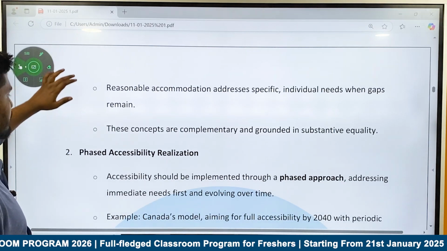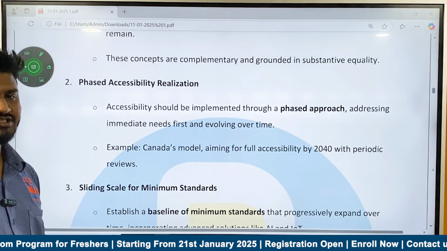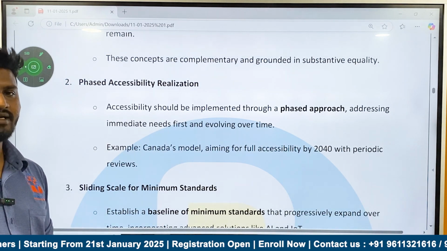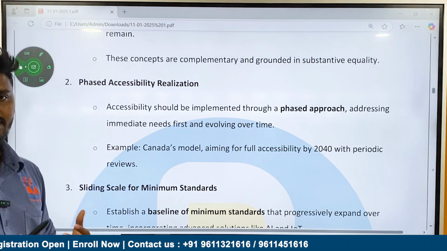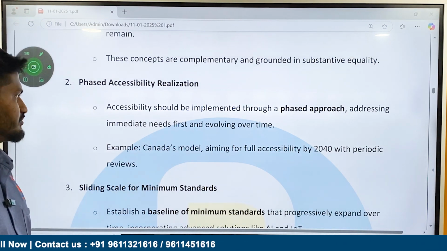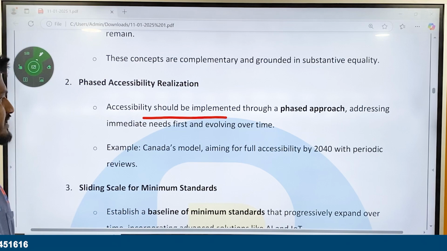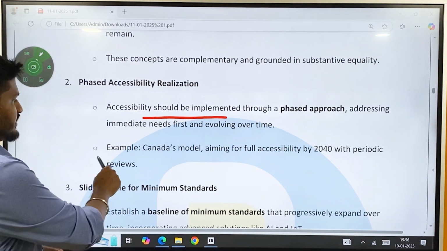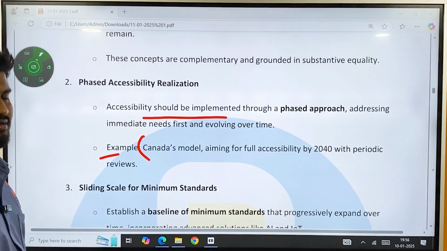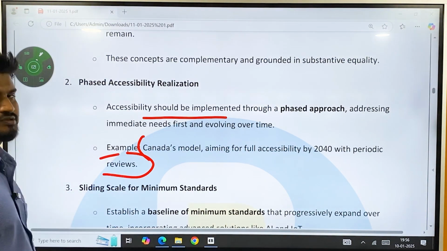The court also talked about phased realization of accessibility. You cannot realize complete accessibility within a single lifetime, so you need a phased approach. It said it should be implemented through a phased approach, addressing immediate needs first and evolving over time. For example, it cited Canada's model, which aims for full accessibility by 2040 with periodic reviews.